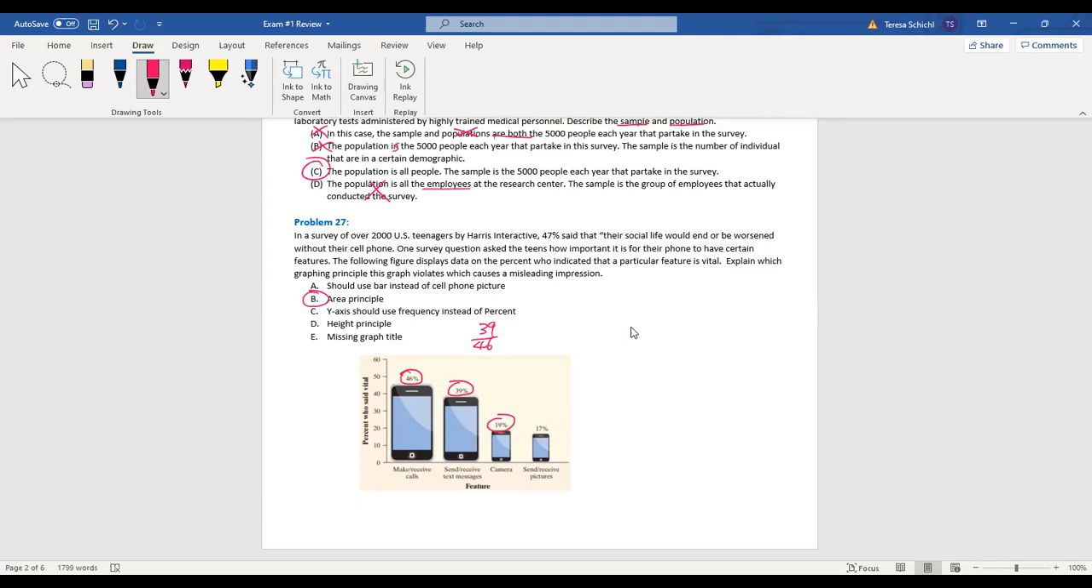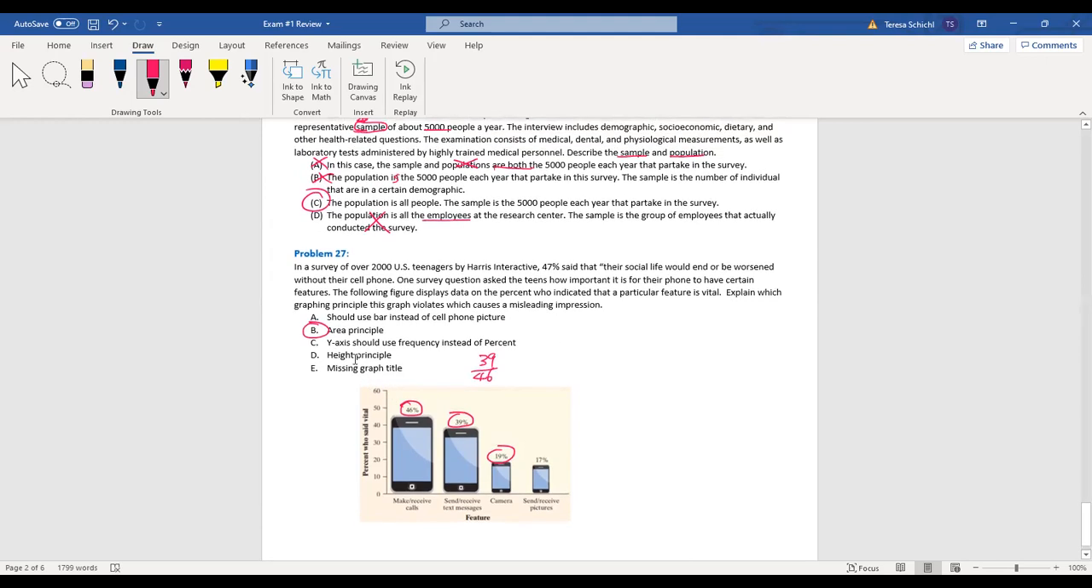All right, so that's it. Of course, for this problem, they're missing the graph title, but what we want to find is the most important principle we violate here. So it's the area principle.